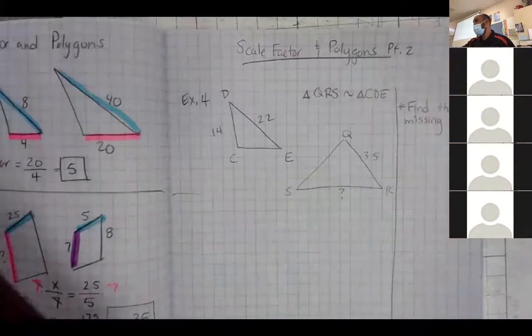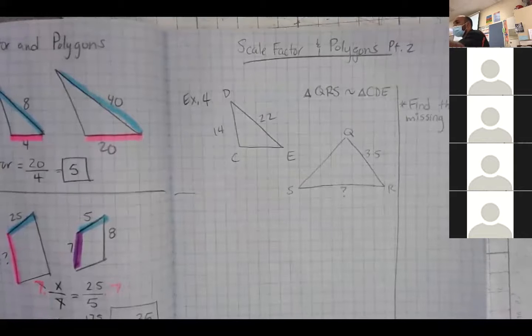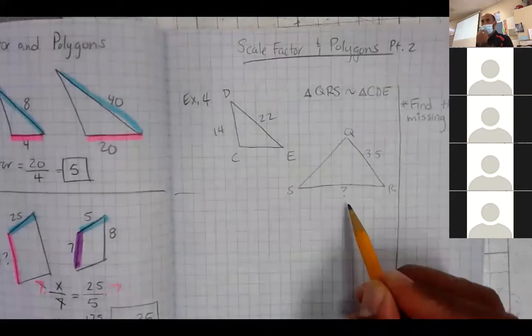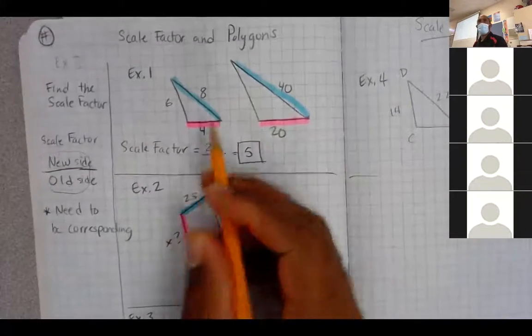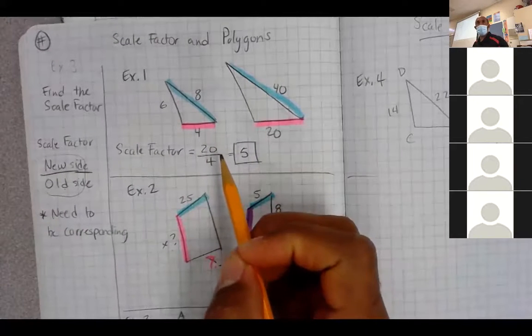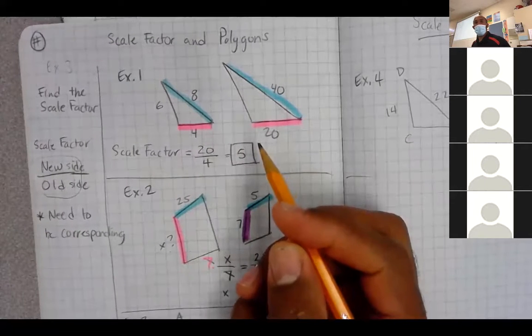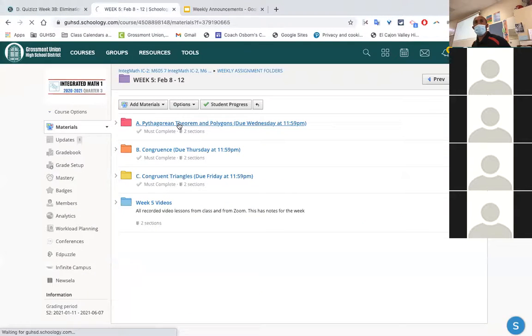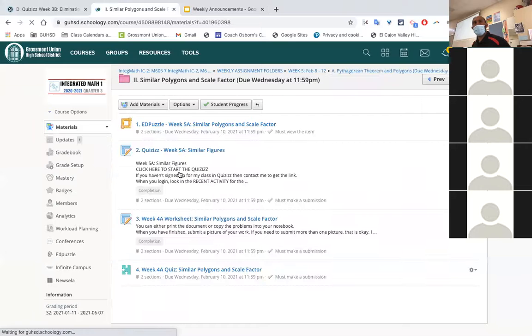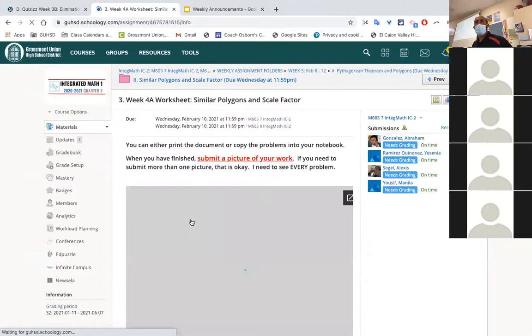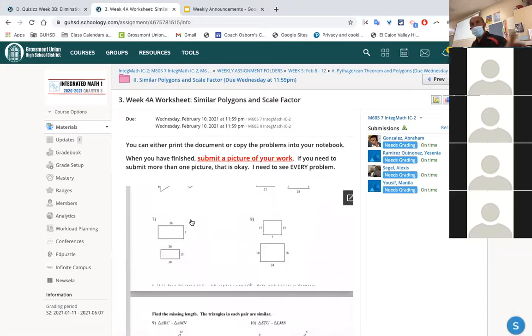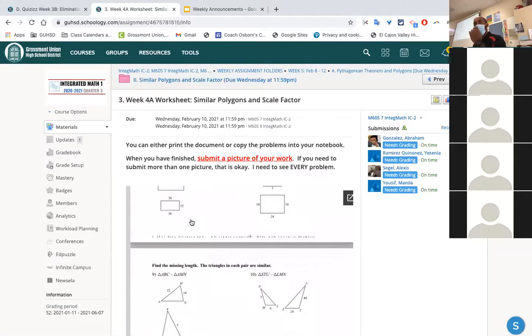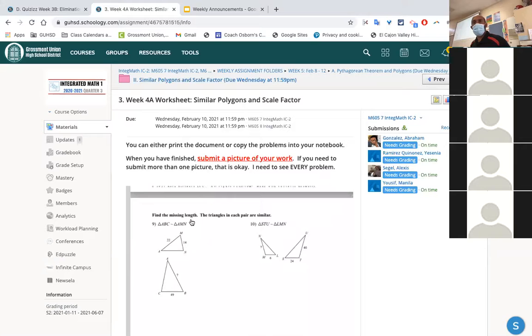All right, so again with these problems, you're trying to use the scale factor in order to figure out the missing side. If you remember from last time in your notes, first we started with just finding the scale factor. And again, this is based on the worksheet that was posted in the first folder, Polygons, Similar Polygons, and Scale Factor. But this stuff applies to problems later in the week and also to future problems that we're going to see.